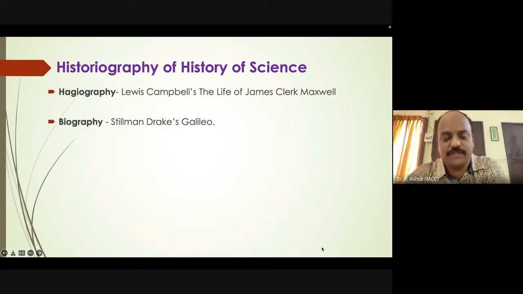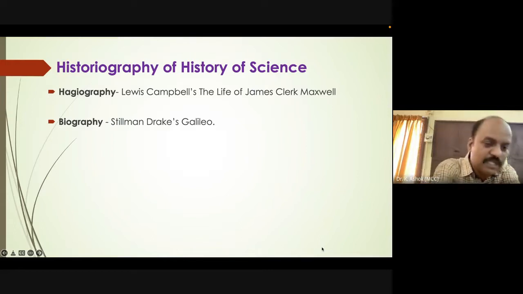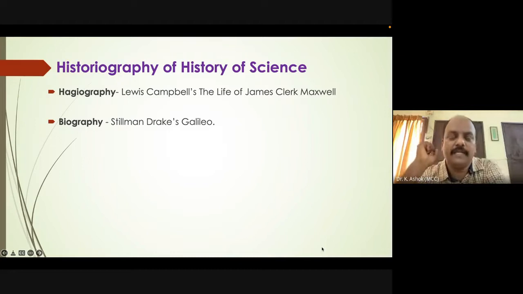Stillman Drake's Galileo biography. This style was the second generation of historiography of history of science, in which they talked not only about the person, but also about the life and the events associated with the person. So Stillman Drake's Galileo not only talks about the telescope, the invention made by Galileo, it also talks about the life and story, the trials and tribulations through which Galileo went. And these were the two dominant historiographies of history of science for a very long time.